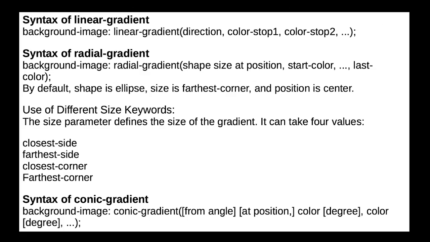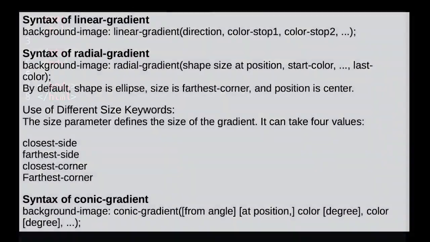Next is syntax of conic gradient. First we use the background image property, then we use the conic gradient keyword, and in the braces we use different values like angle, position, color, degree. So we can take one example of all these types of CSS gradient. Open the Sublime text editor.